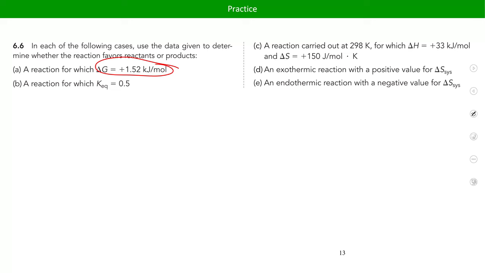If delta G is positive, it favors reactants. So when we're given this delta G, can we look at it like that rate of change? Yeah, you can think of it that way. So if delta G is greater than zero, therefore K is greater than or less than one? Greater than one would favor products. Negative delta G, right? So exactly.